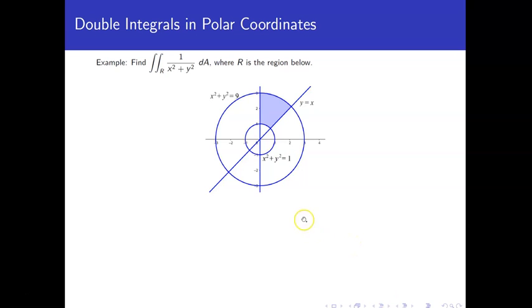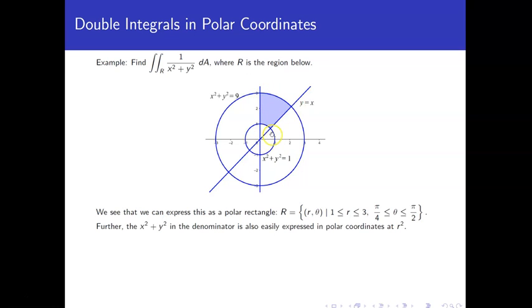All right, so let's look at an example here. Integrand is 1 over x squared plus y squared, and here's our region below. Notice that this region and this integrand is screaming that we should be using polar coordinates because we see that x squared plus y squared piece. All right, as a polar rectangle, our bounds here are 1 to 3 for the r, and pi over 4 to pi over 2 for theta, right? Going from 45 degrees to 90 degrees.